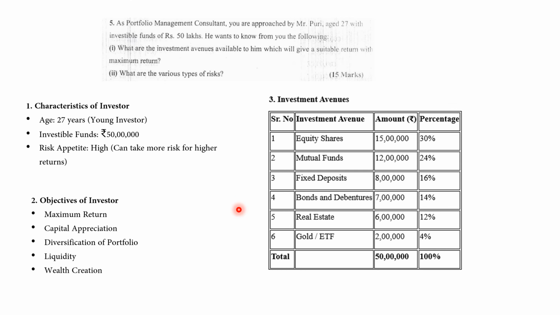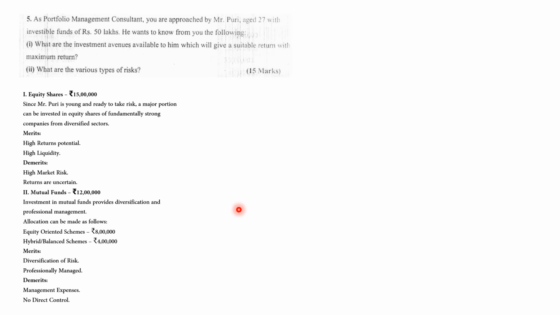Now, whatever investment avenues we have suggested to him, we will explain one by one. First is equity share. Since Mr. Puri is young and ready to take risk, a major portion can be invested in equity shares of fundamentally strong companies from diversified sectors. The merits are high return potential and high liquidity. Demerits will be high market risk and uncertain returns.